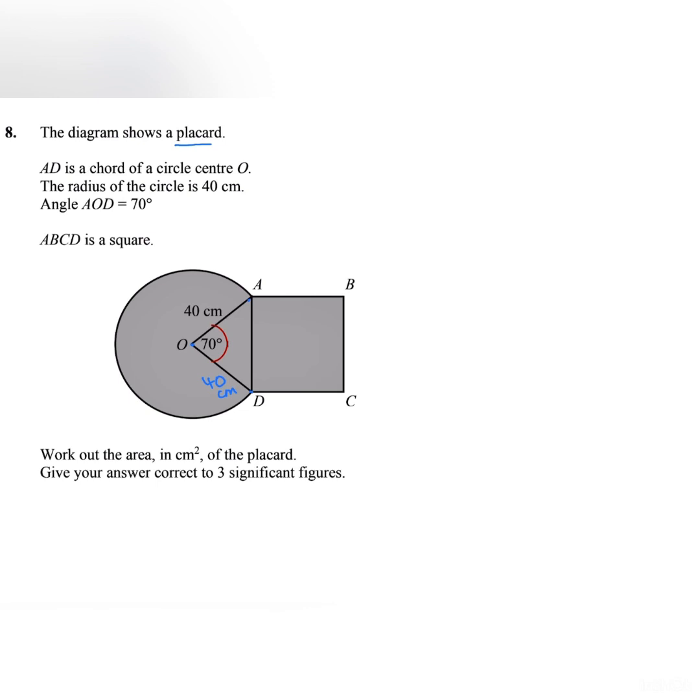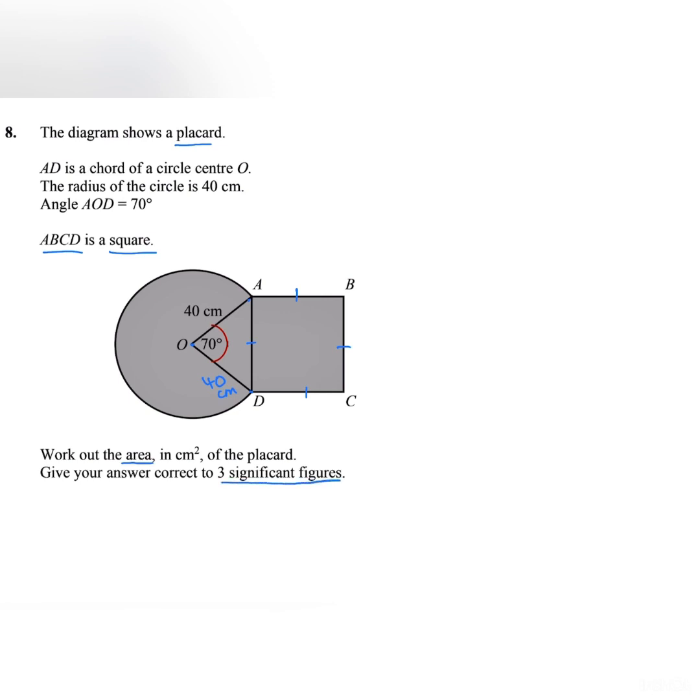And it says the angle AOD is 70, which is given to us in the question. And ABCD is a square, so that means all the sides must be equal. That's key information there. And it says work out the area of this placard, and give your answer to 3 significant figures.